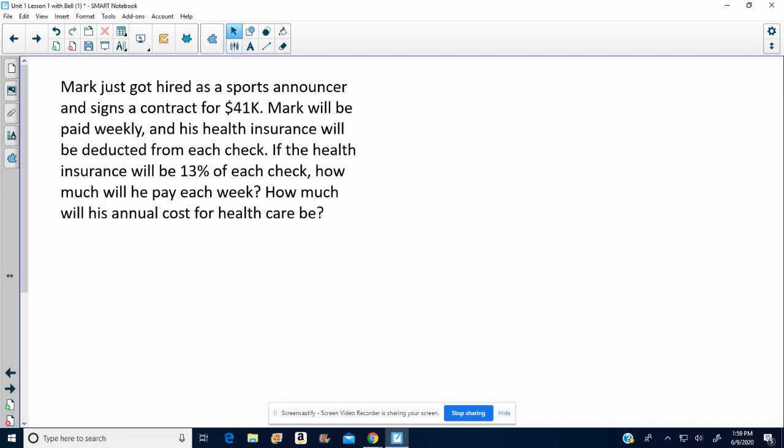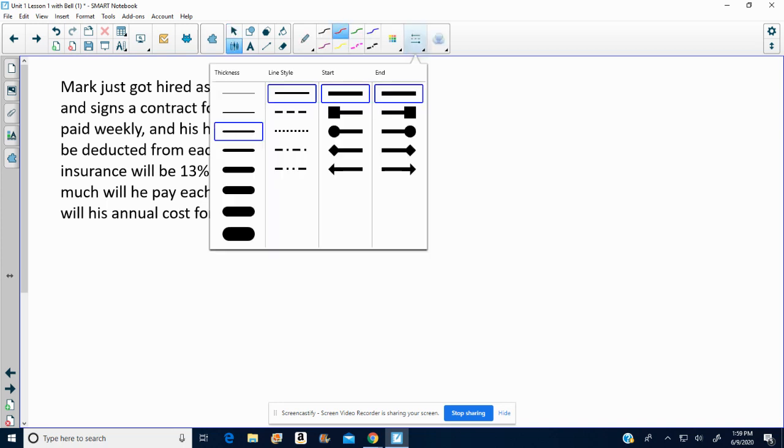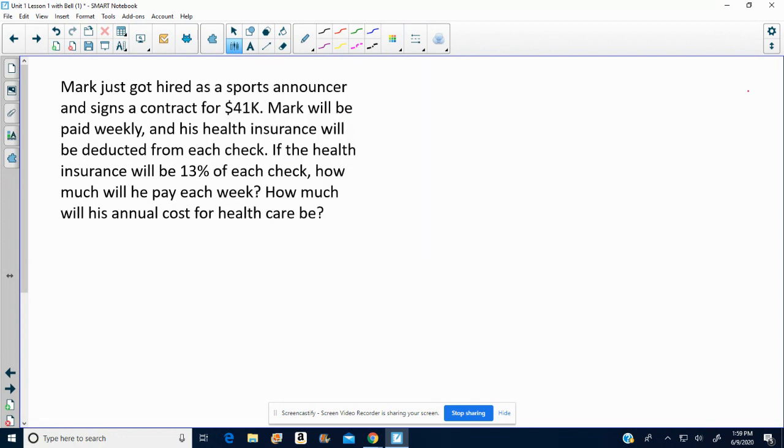Okay, we're going to look at example 10. Example 10 is about Mark and his new job and his health insurance. Mark just got hired as a sports announcer and signs a contract for $41K. Mark will be paid weekly and his health insurance will be deducted from each check. The health insurance will be 13% of each check. How much will he pay each week? And how much will his annual cost for healthcare be?